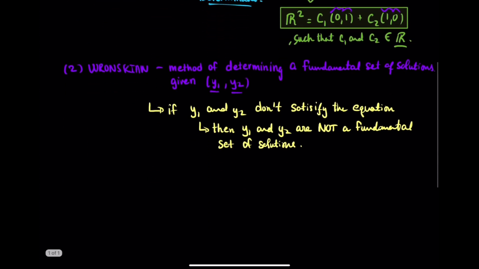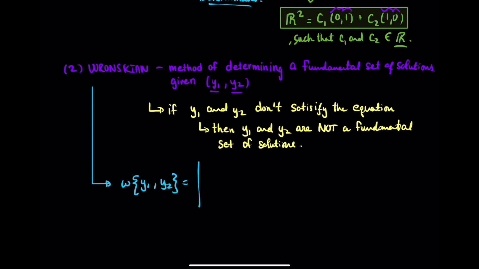Let me show you the equation first. I need to stop delaying that. So the equation of the Wronskian is as follows. So Wronskian, and then you have curly bracket y1, y2, and then you take the determinant of y1 and y2, y1 prime, y2 prime.